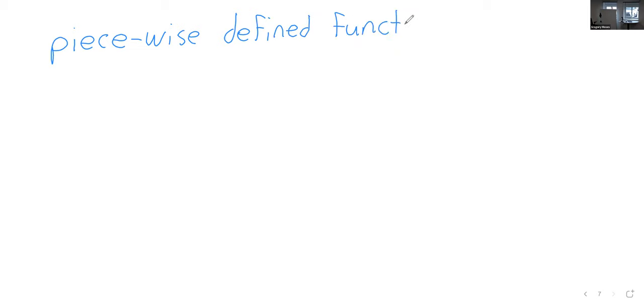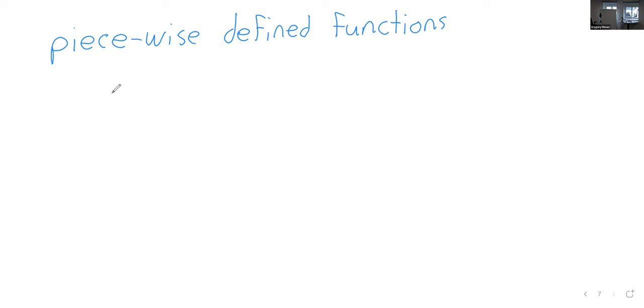Let's now move on from domain and introduce or talk about piecewise defined functions. Piecewise defined functions show up a lot in the real world, less often in the calculus textbook, but often enough to be worth talking about.